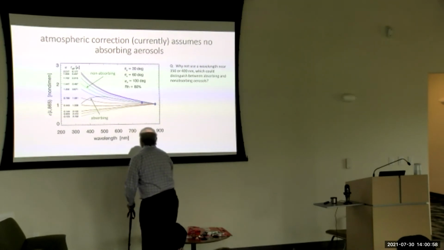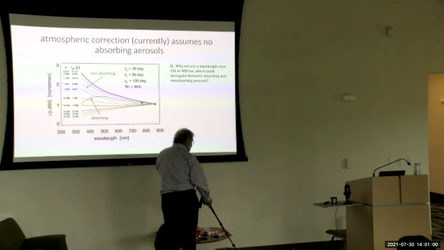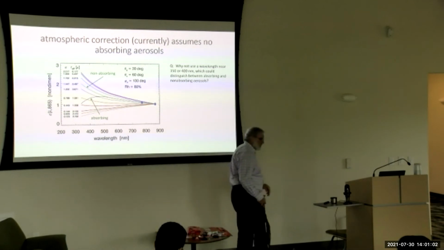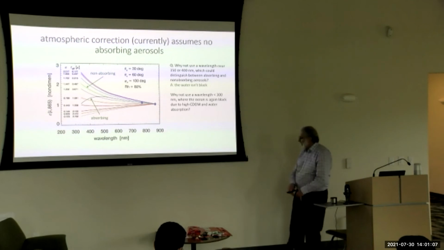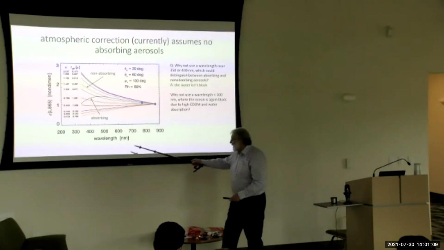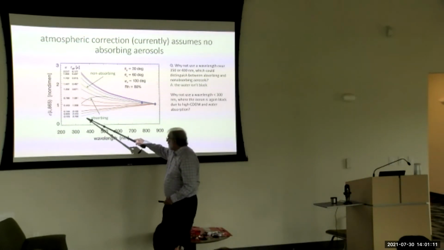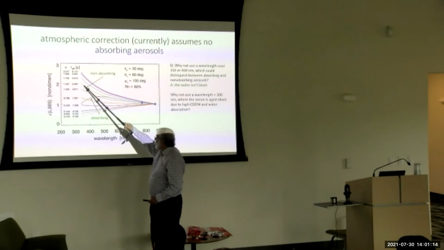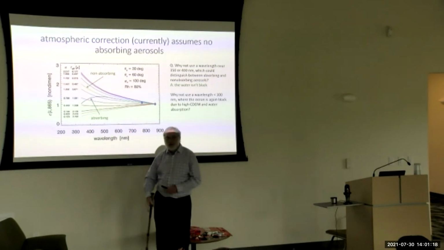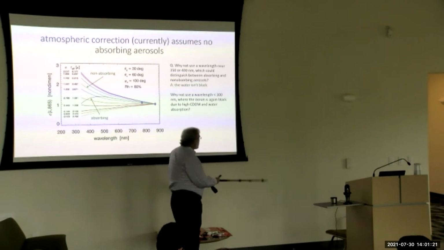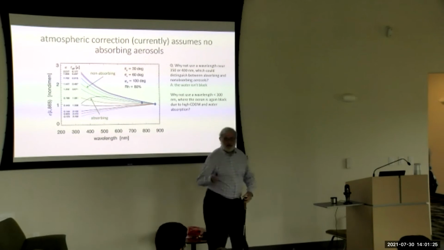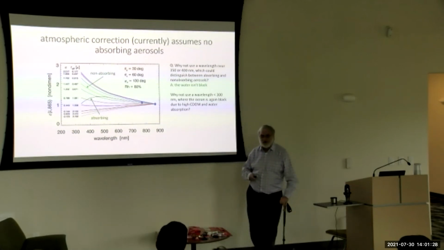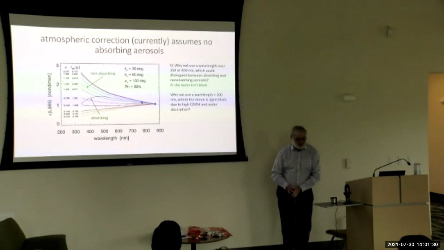So then the question is, how do we find out whether it's an absorbing aerosol or not? For example, if we use a wavelength back here, maybe at 350, it would have no problem telling the difference between the non-absorbing and the absorbing aerosols. So why don't we just use these two wavelengths, but add one back at 350, and then we can spot whether it's an absorbing aerosol or not? So why don't they do that?